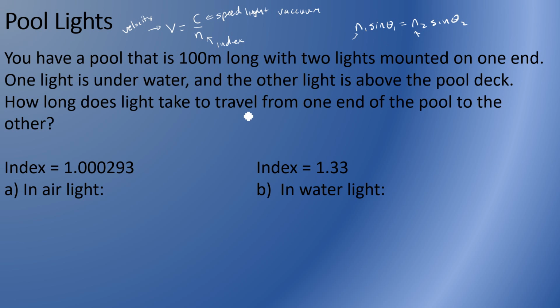Okay, so we have a pool that is 100 meters long with two lights mounted on one end. One light is underwater, the other light is above the pool deck, and how long does it take the light to travel from one end of the pool to the other?